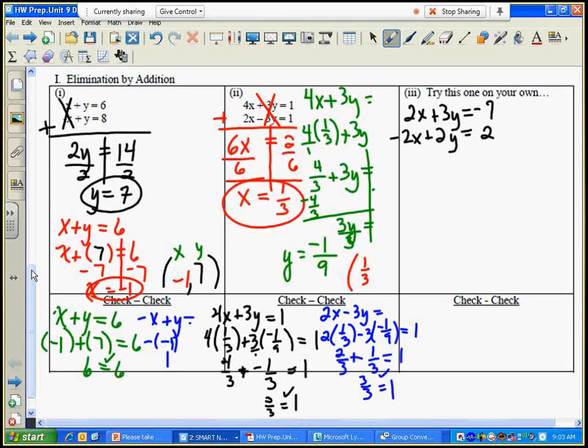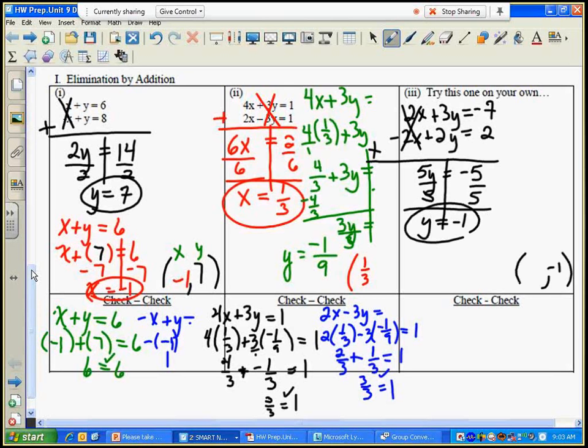All right. Adding them up. You can see here that your x column is going to go away, positive 2, negative 2. Your y column, 3 plus 2, gives you 5y. On the other side, negative 7 plus 2, that's a tug of war. The negative 5, negative's going to win. You divide away your 5, and you get y is equal to negative 1. Okay, there's half of what we need.